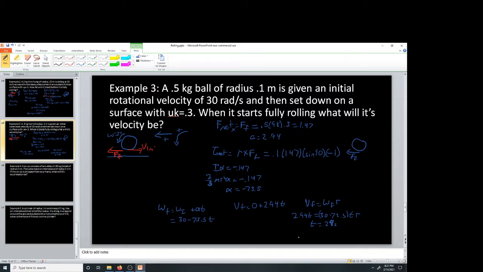It's pretty fast. And what that means is omega final, or not omega final. I asked for final velocity, not omega. I go back to it right here, and if I plug this back in, I can figure out that v final is 0.853 meters per second.